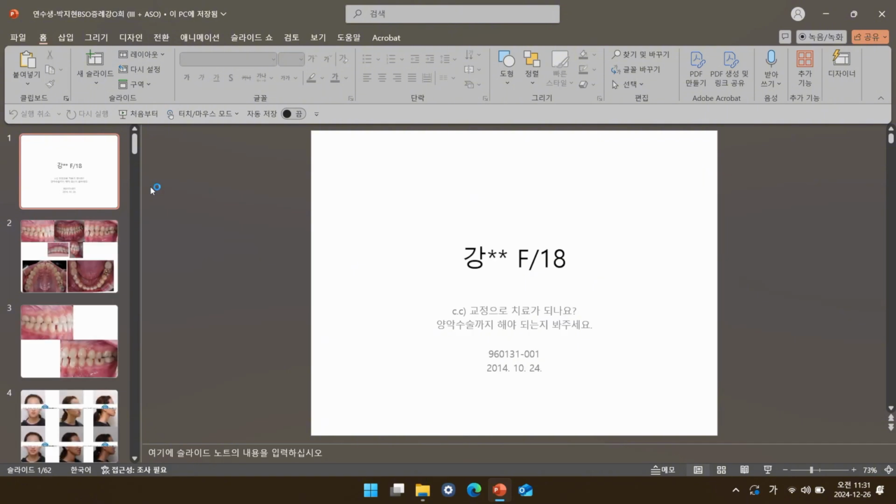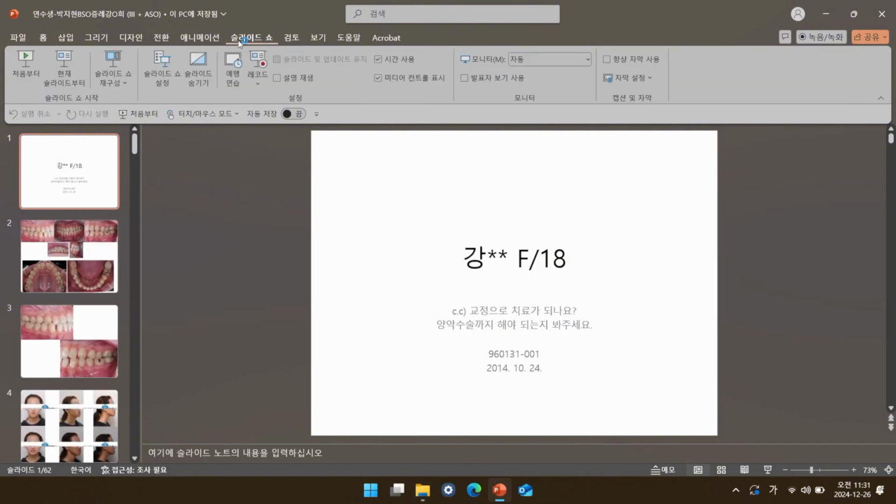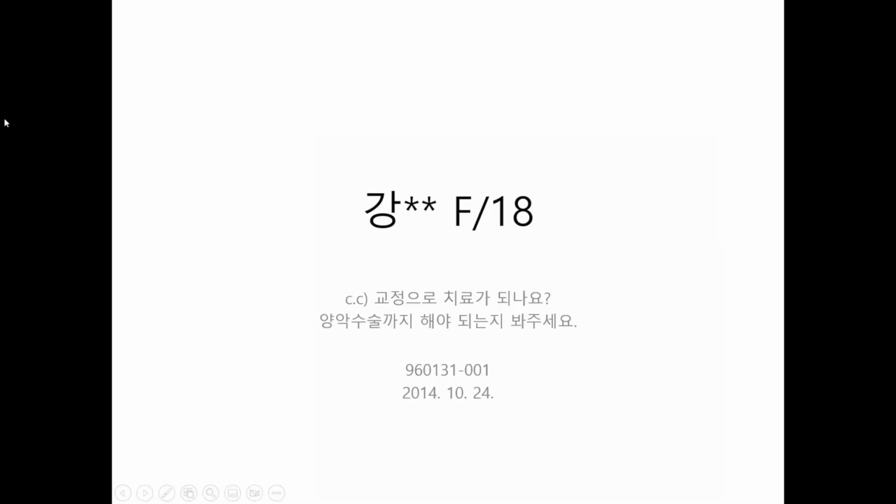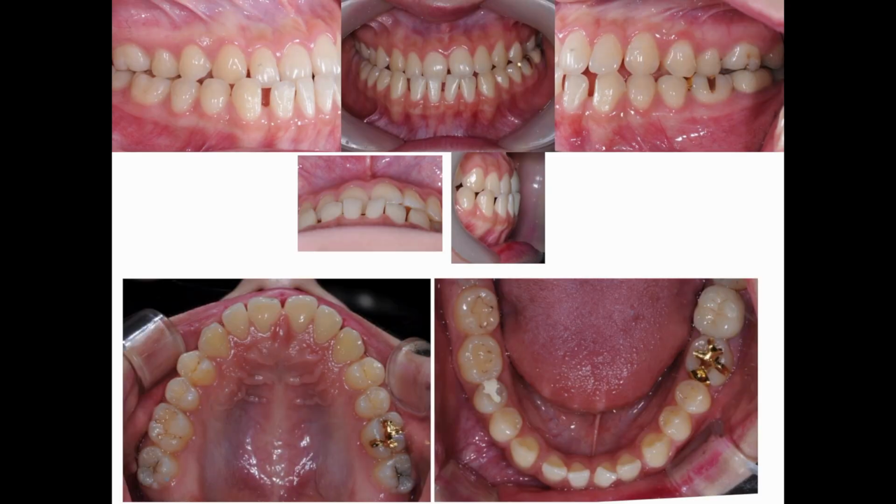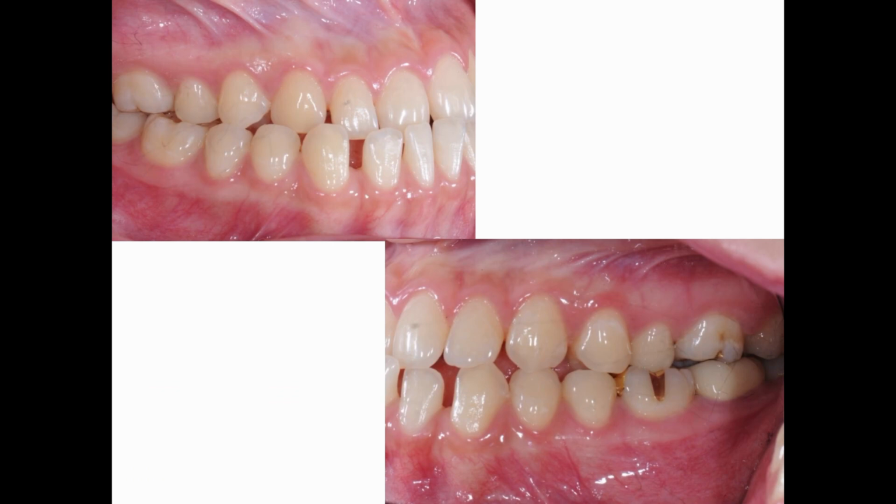Let's see my another oral surgeon student. Okay? Class 3 and a little large tongue. Full class 3.